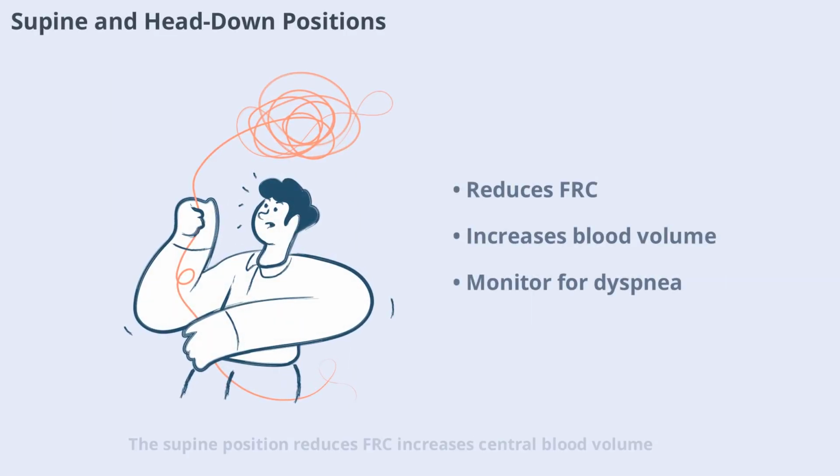The supine position reduces FRC, increases central blood volume, and can lead to pooling of secretions in the posterior lung zones. Head-down positioning further increases central blood volume and promotes basal expansion, but may increase dyspnea and the load on inspiratory muscles. These positions require careful monitoring, especially in patients with weak abdominal muscles or hemodynamic instability.